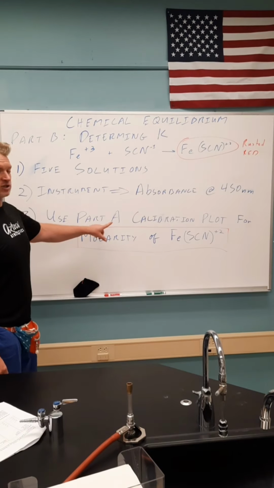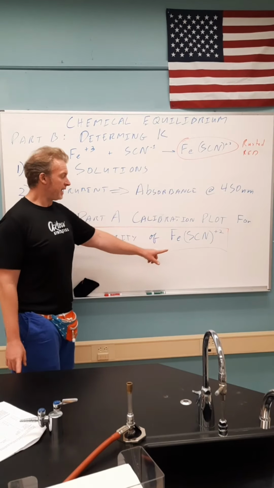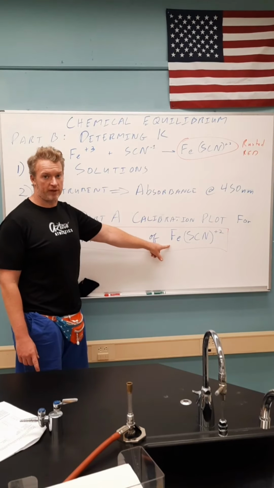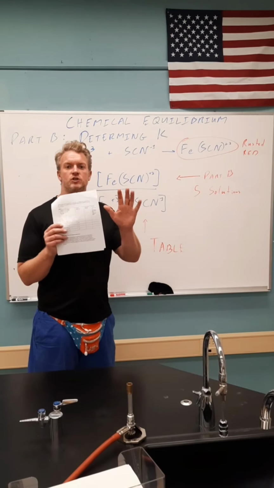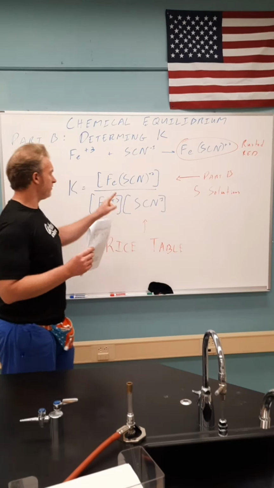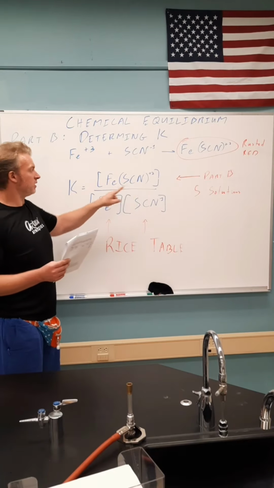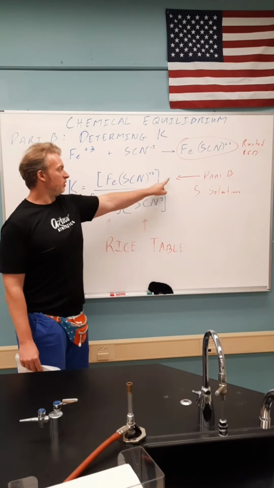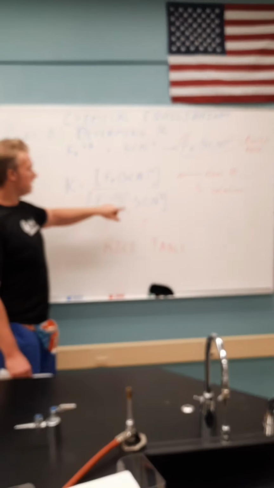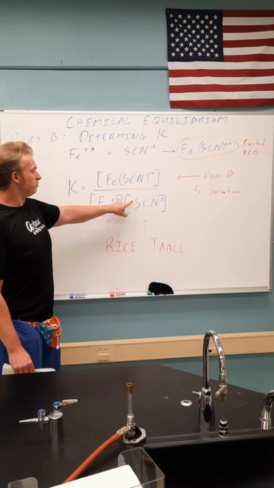The calibration plot for Part A has molarity of iron thiocyanate on the x-axis, and for the equilibrium expression, this is the molarity of the numerator. From your 5 solutions in Part B, you will be able to determine the molarity of the iron thiocyanate, the rusted red molecule that is in the numerator of our equilibrium expression. You will have 5 of these set up, 1 for each solution. The numerator is Part B. The denominator, you will use a RICE table to determine the molarities to plug into here.